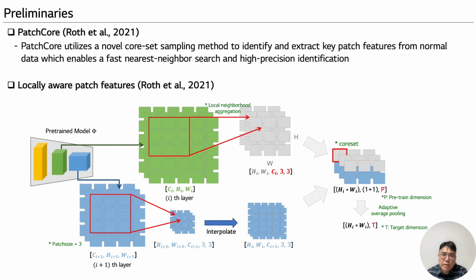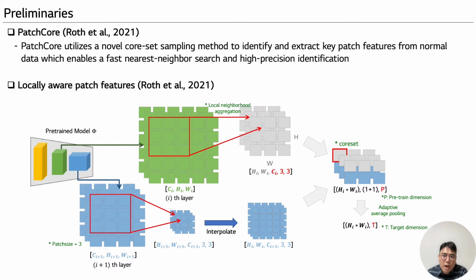PatchCore is an algorithm that detects anomalies by extracting locally aware patch features of normal data without a learning process, by employing an ImageNet pre-trained model. It effectively stores the features of normal data and achieves high performance through locally aware patch features and a coreset subsampling process. They use local neighborhood aggregation when constructing each patch level feature representation to make it robust to small spatial deviations and to increase the receptive field size. Therefore, they aggregate feature vectors that are neighbors as follows.